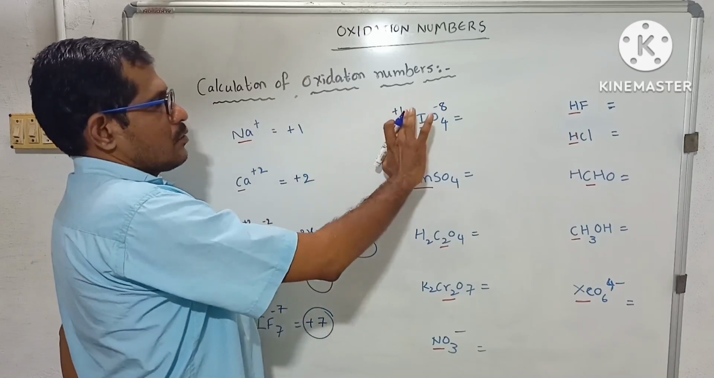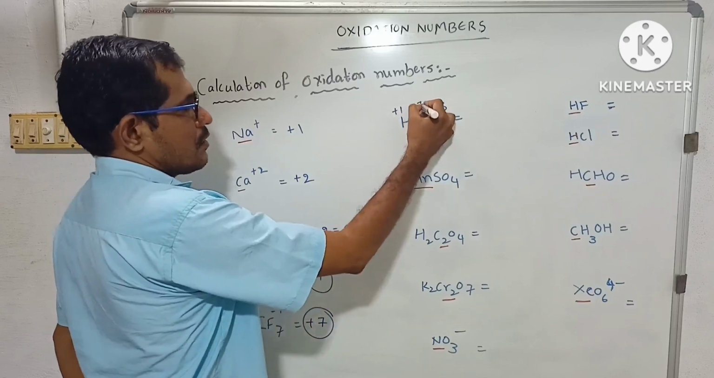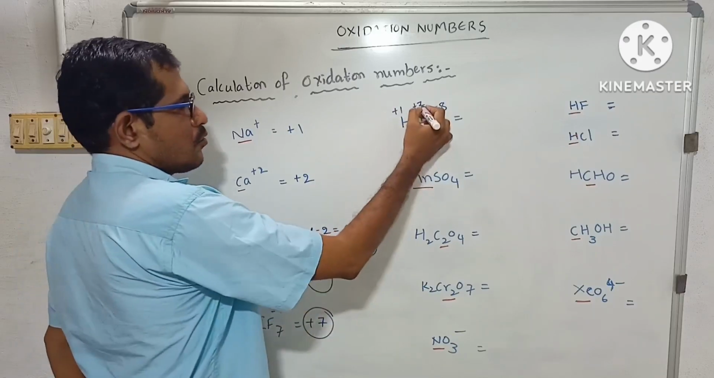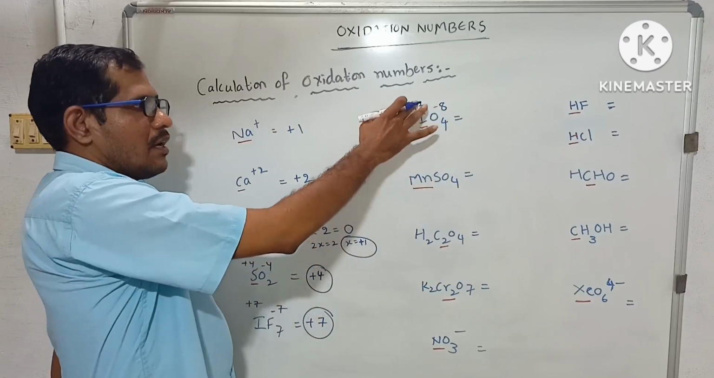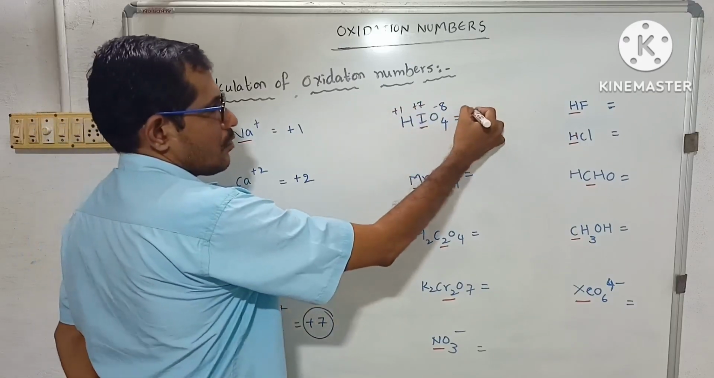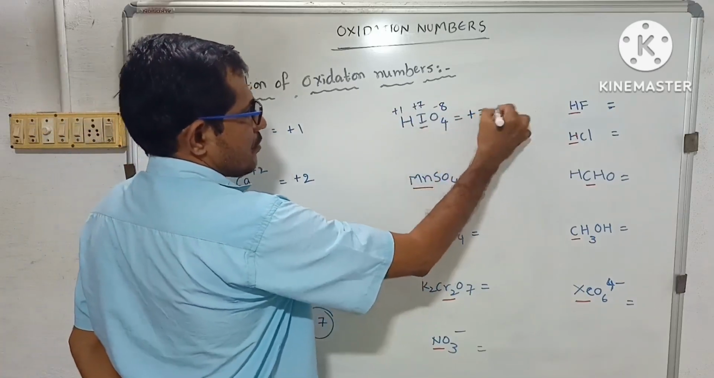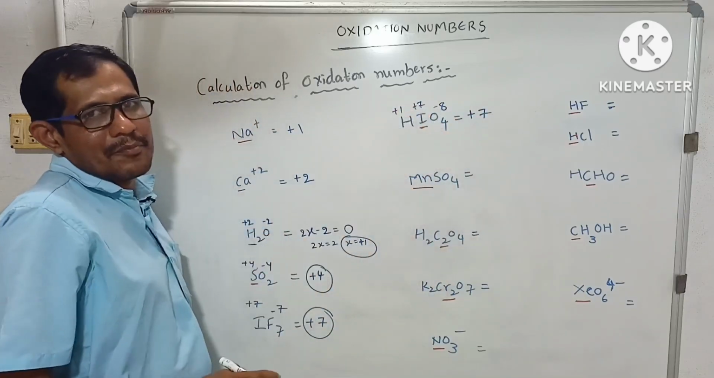Now see, to make the molecule whole neutral, I need to give plus 7 to the iodine. Now we check: plus 7 plus 1 minus 8 is 0. So the oxidation number of iodine is plus 7.